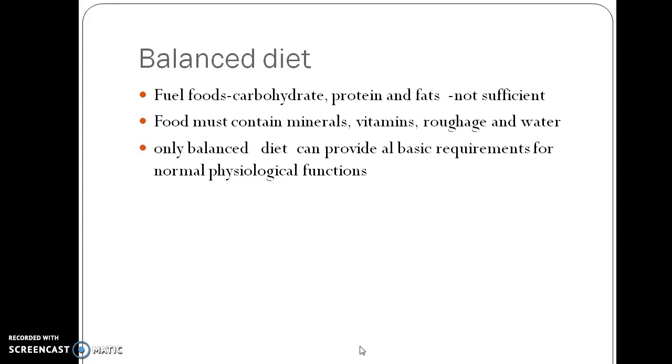A balanced diet must provide enough protein for building up and repair of tissues, secretion of digestive juices, synthesis of body proteins, enzymes, hormones, etc. Fat, oil, minerals must be available in sufficient quantities from a balanced diet.